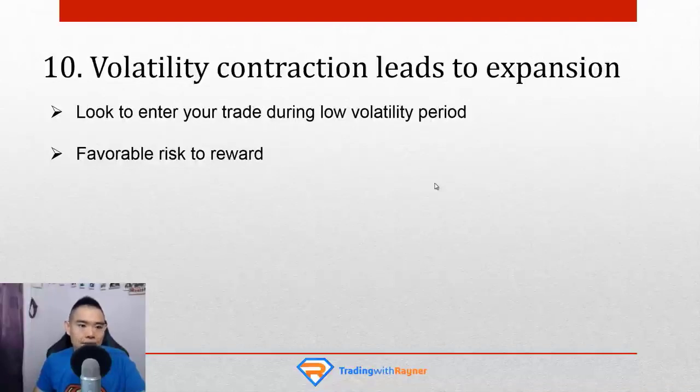Number 10, volatility contraction leads to expansion. So here's the thing: the market moves in cycles. It goes in uptrend, downtrend, range. And same for volatility. Volatility goes up, then it contracts, and then it goes up again.